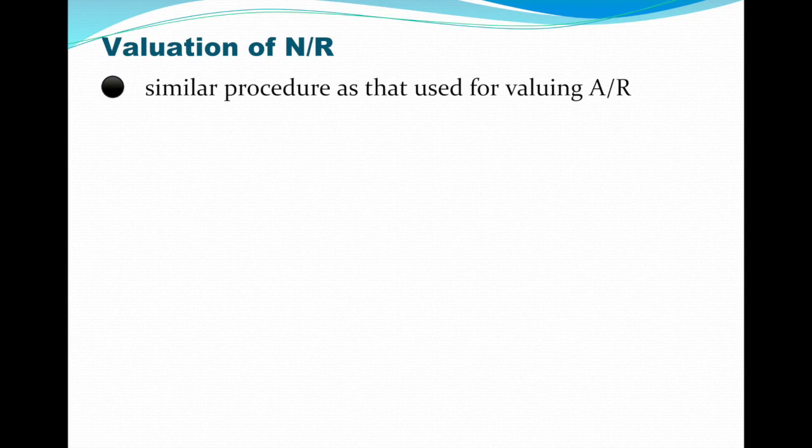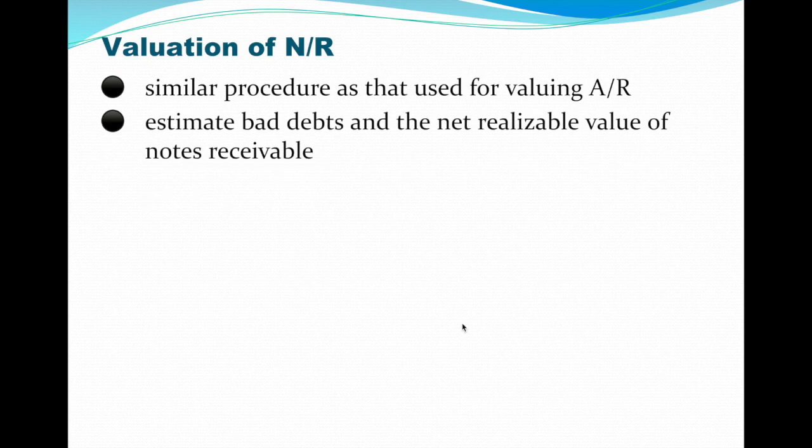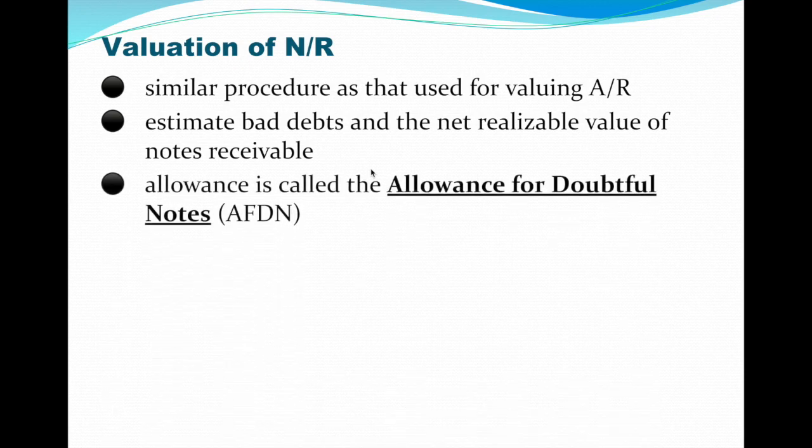So valuation. It's a similar procedure to what we use to evaluating accounts receivable. We estimate bad debts and the net realizable value of the notes receivable. And the only difference is that the allowance is called the allowance for doubtful notes. So we keep our notes receivable and our accounts receivable separate, mainly because of the timeline, because accounts receivables are all due within the same 30-day period, and notes receivables can be flexible, right? It could be 2 months, 3 months, a year, whatever. So we keep them separate.